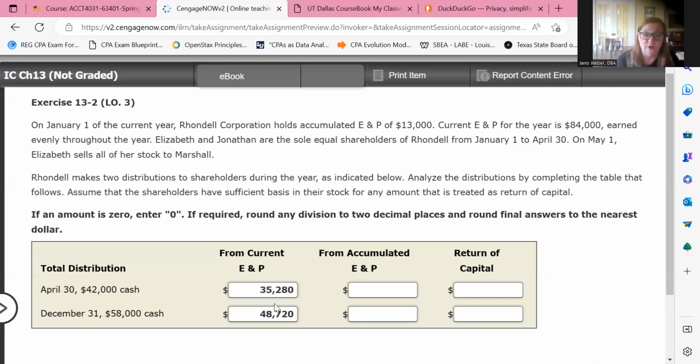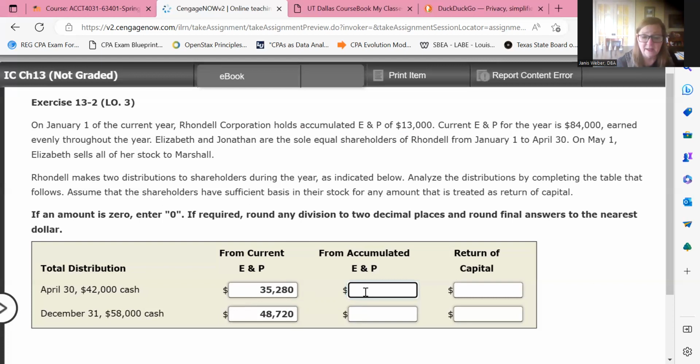Then for the remainder of the 42,000 for the first distribution, we look and see if we have enough previous year or accumulated E&P to cover the rest of the 42,000. And if so, we're going to call it a dividend across the board. The whole thing will be reported as a dividend. So looking at it, we have previous year accumulated E&P of 13,000. So if our distribution was for 42,000 on April 30th and 35,280 of it was allocated as applicable to the current year's E&P, then we'll try to see if we can take the remainder of it as also a dividend because it was from accumulated E&P. And yeah, we can, because the accumulated E&P is 13,000.